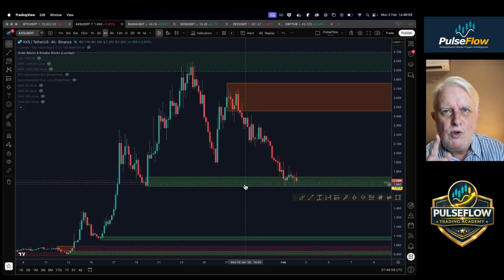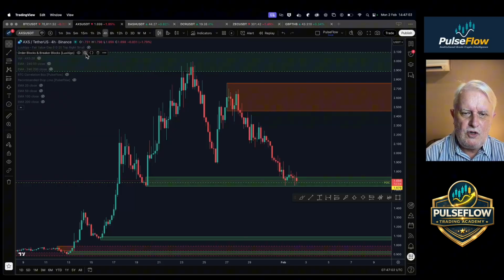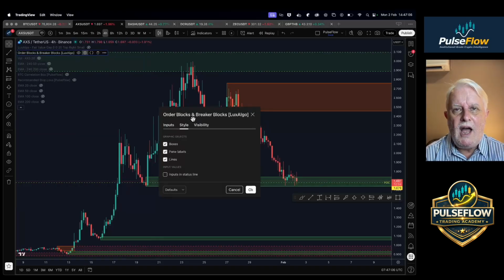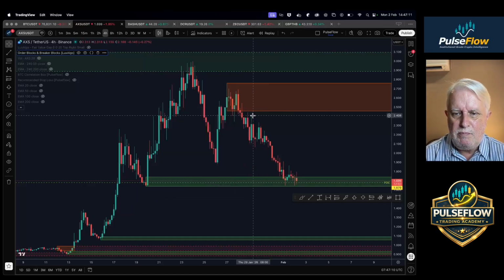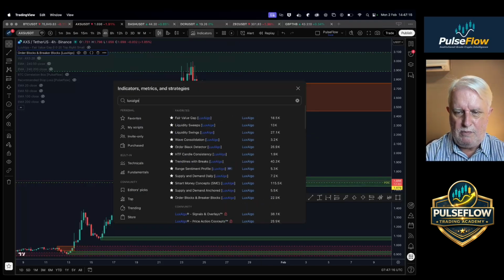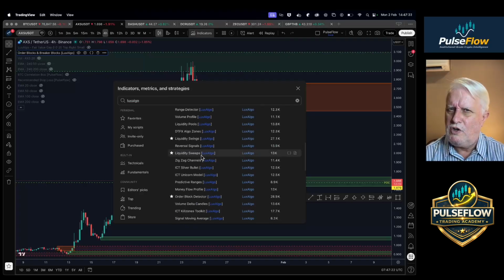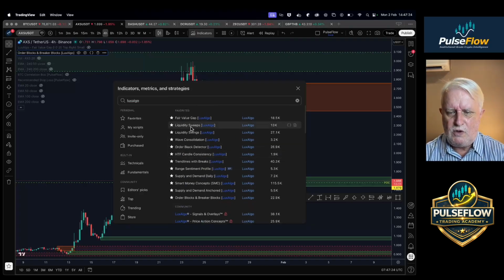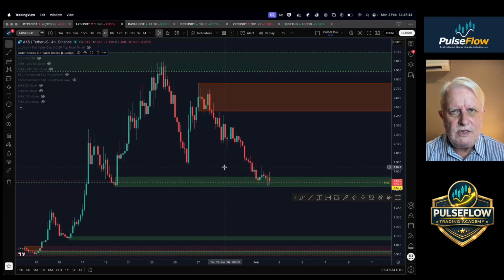Now, how do you put this on a chart? I'm going to show you this. Order blocks and breaker blocks by Lux Algo. You simply go to indicators, type Lux Algo. They have many. They're very good. And I use quite a few. So now you can see we have more than one confluence that's holding this price up here.